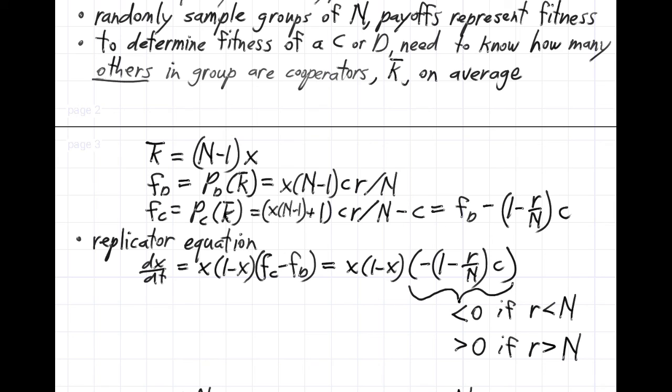So when they're in the same group, cooperators will be doing worse than defectors, but they're not always going to be in the same group. The next sampling will put cooperators and defectors into different groups, and on average, cooperators will be in groups with more cooperators because they're one of them.